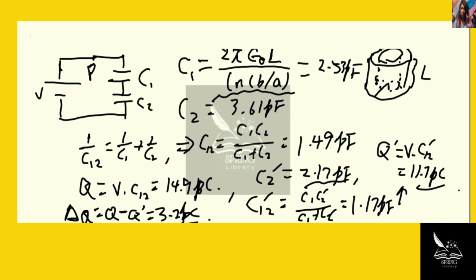picocoulombs. So we want to know how many electrons move across the point P, because we already know the charge change. As you can see, after we increase the separation, the charge stored in C1 and C2 is actually lower. So it means that some charges come back to the battery.